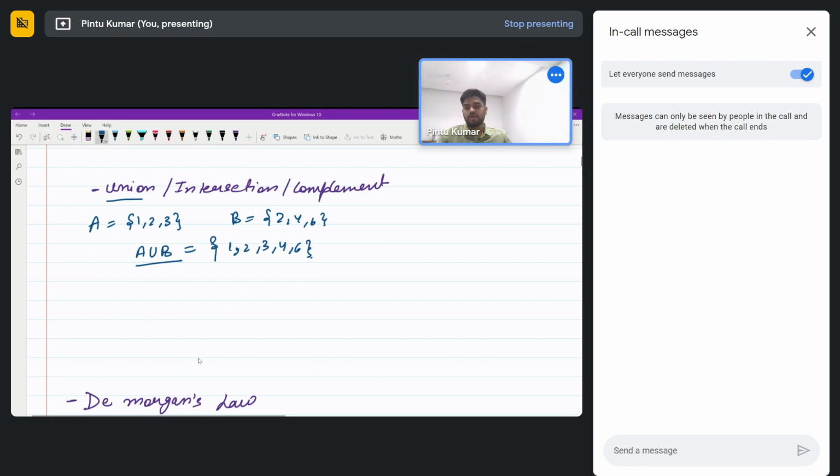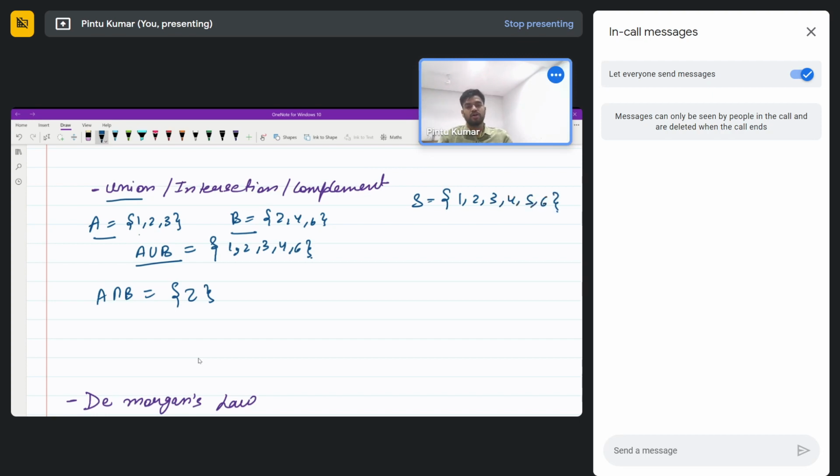Now, what is the intersection of sets? A intersection B is the list of elements which are in both A and B. Those elements which are common to both A and B belong to the intersection of these two sets. So the intersection of these two sets is just the singleton 2. Okay. Now what's a complement?